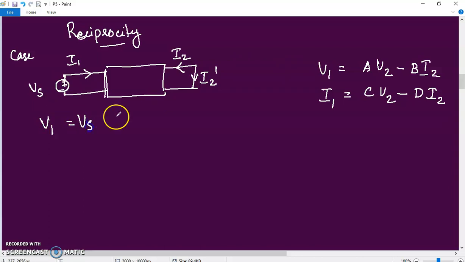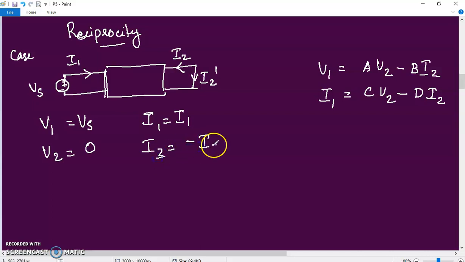What is V2? V2 is 0, since here it is short circuited. Now I1 is I1 itself, and I2 is equal to minus I2 dash. So from this we have to find Vs by I2, that is Vs by I2 dash. That is the ratio between the source and the response.